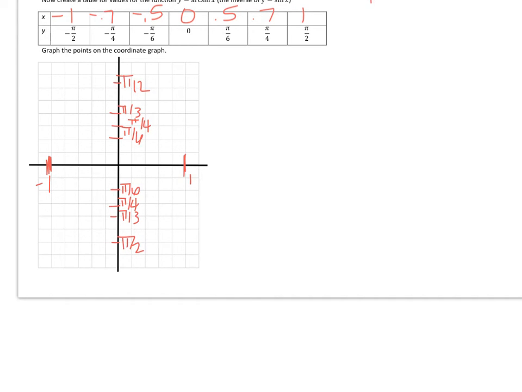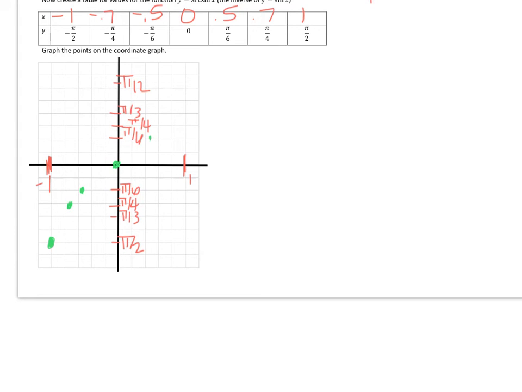Okay, and then I plot my points. At negative 1, I've got to be at negative pi over 2. So there's 1 point. At negative 0.7, remember these were counting by 2, so this is 2, 4, 6, 8, so I'm in the middle here. Negative 0.7, negative pi over 4. Negative 0.5 at negative pi over 6. 0.